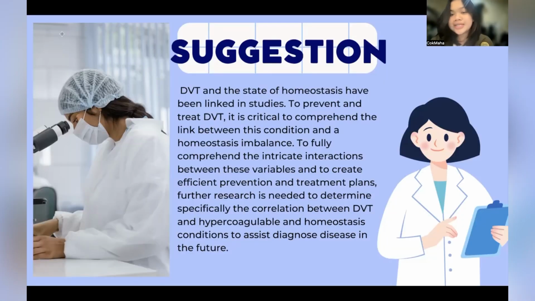I will continue to the suggestions. So DVT and the state of homeostasis have been linked in studies. To prevent and treat DVT, it is critical to comprehend the link between these conditions and homeostasis imbalance. To fully comprehend the intricate interactions between these variables and to create efficient prevention and treatment plans, further research is needed to determine specifically the correlation between DVT and hypercoagulability, and also homeostasis conditions, to assist in diagnosing disease in the future. That's enough for me, and I will continue to my friends.